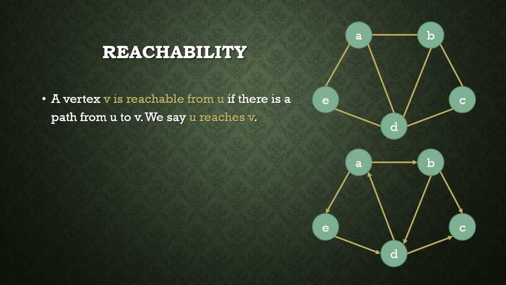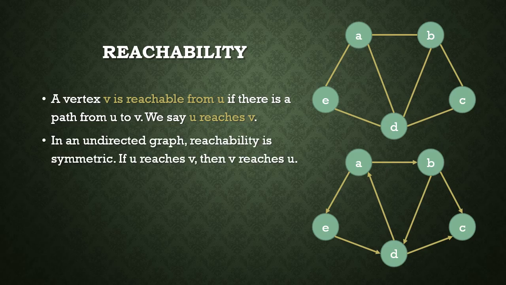Reachability. A vertex V is reachable from U if there is a path from U to V. We say U reaches V. Consider the node A in the undirected graph. It is not directly connected to C, but there is a path from A to C. So I can say that C is reachable from A, or I can say that A reaches C.